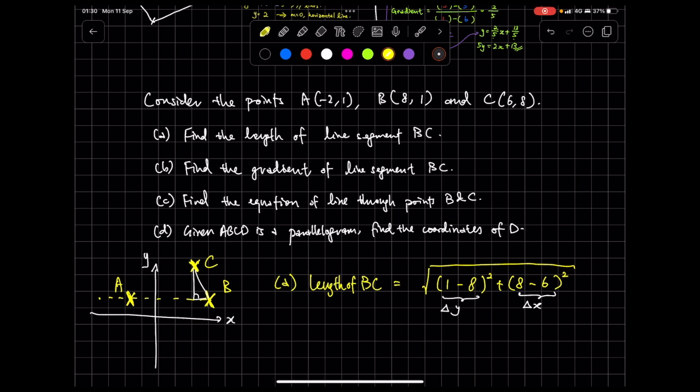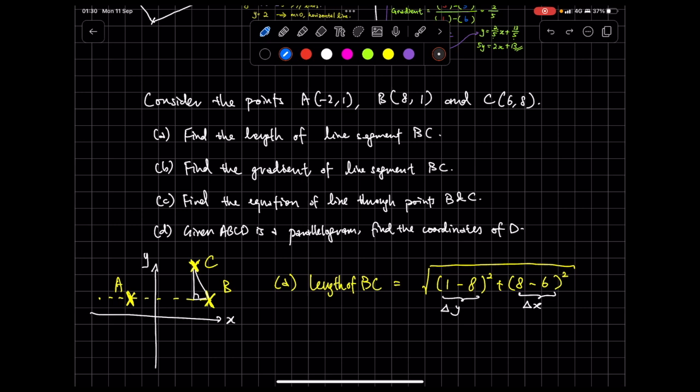Let me just quickly draw arrows to see where I put the numbers from, then I'll erase them. So y1 minus y2, y1 minus y2. x1 minus x2, x1 minus x2. Okay, now I'm going to erase them so that it's not too confusing.